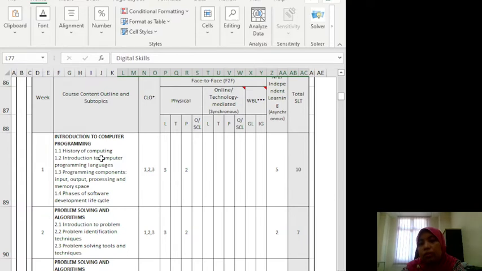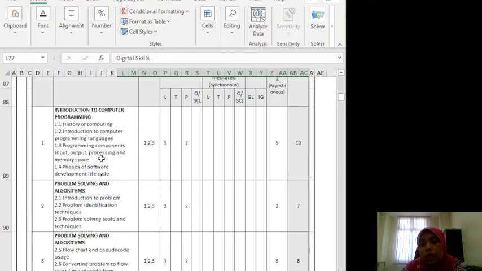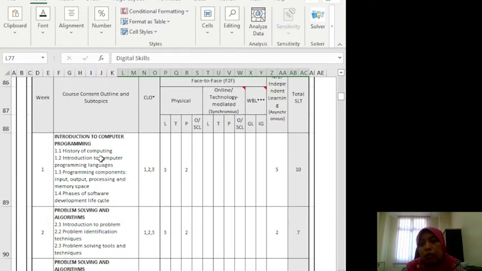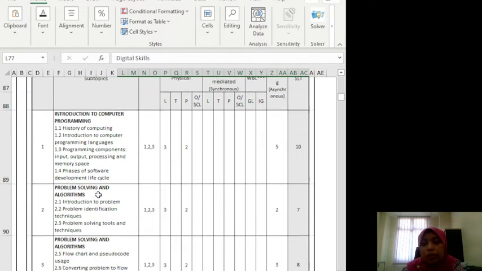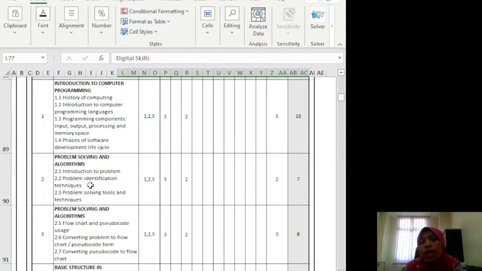Okay, intro to computer programming: what is the history, what are the components inside programming, and so on. Basically for week 1, I hope that we cover the whole chapter 1. Kita tak nak bawa ke chapter 2 week 2, because week 2 is about problem solving and algorithm. Most of you, mungkin lah, I don't know what your study background was before.